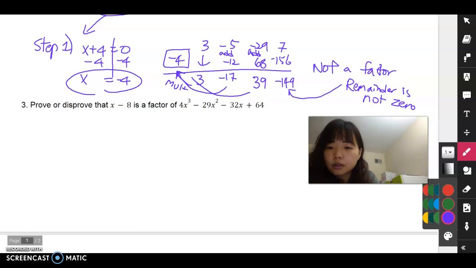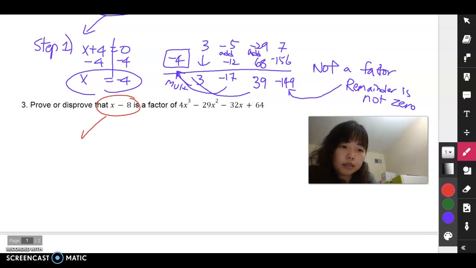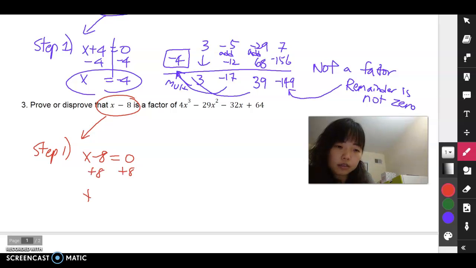Moving on to number 3. Same thing. Step 1: x minus 8 equals 0. Add 8, add 8. x is 8. We put 8 in the box.